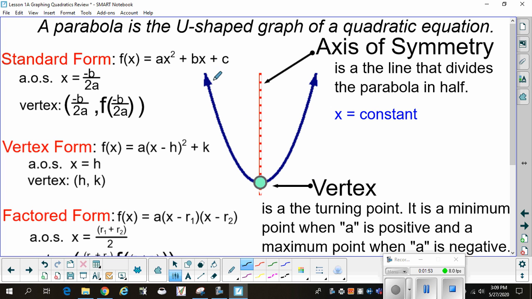It is a minimum when the parabola or quadratic opens up. It is a maximum if it's been reflected over the x-axis and it opens down.